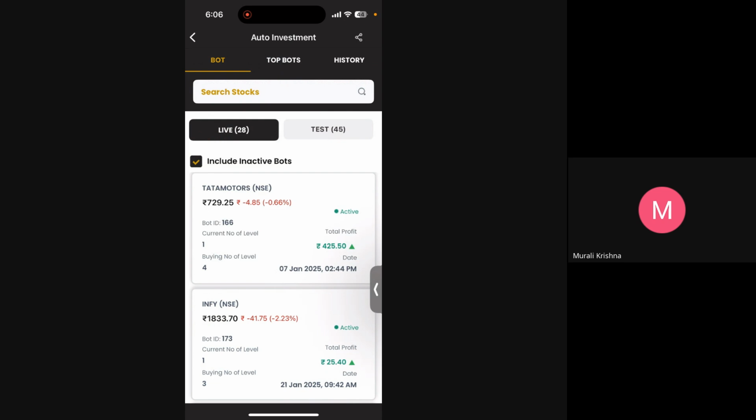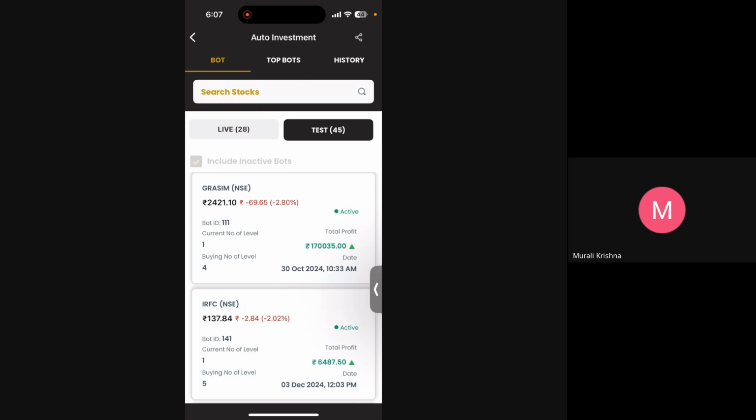In the bot sessions, you will have two options: one is live and one is test. Live is the bots which have already been deployed live, so it is the live performance. Test means you can test your strategies and your bots to see how they work. Once you are satisfied with the test results, you can convert that into live. You have an option to include inactive bots. If I click on inactive bots, it came down, so 43 bots are active now.